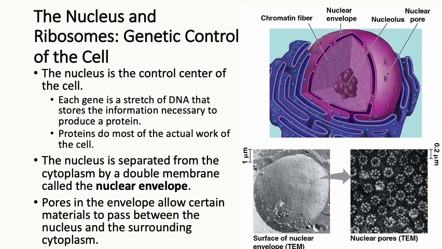The nucleus functions as the control center of eukaryotic cells because it houses the cell's genetic material. DNA stores the instructions for building proteins, and proteins carry out most of the work inside the cell. The nucleus is enclosed by a double membrane called the nuclear envelope, which separates genetic material from the cytoplasm. Nuclear pores are embedded in the envelope and regulate the movement of molecules in and out of the nucleus. Ribosomes, which are responsible for protein synthesis, rely on genetic instructions that originate in the nucleus, linking DNA directly to cellular structures and functions.